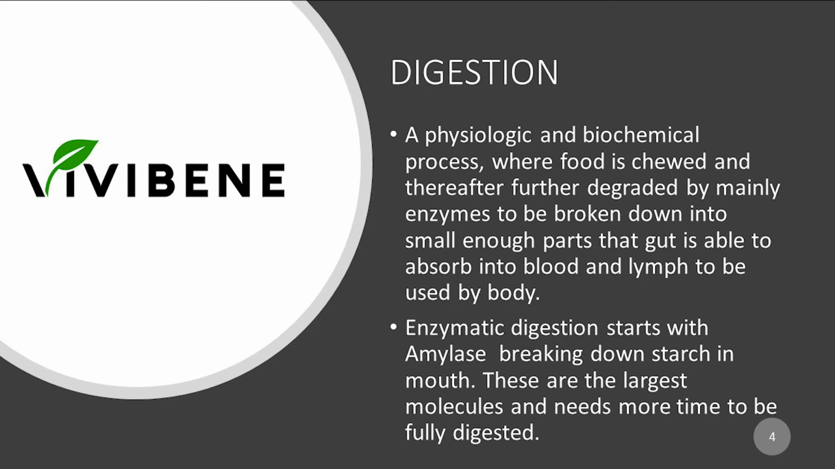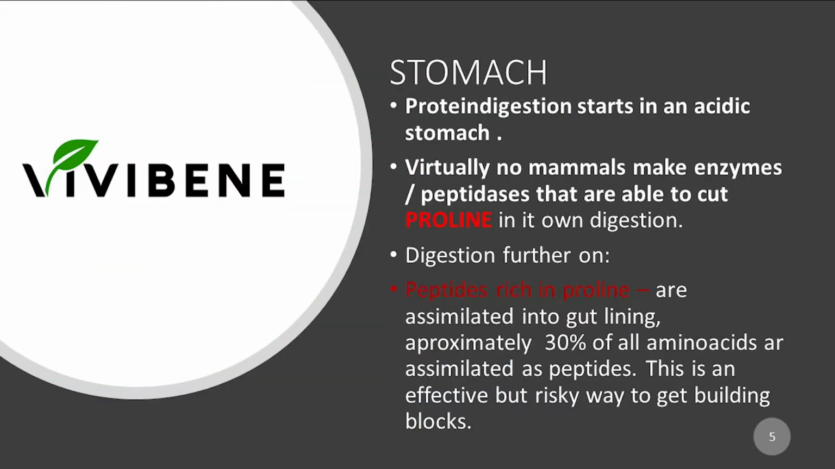These are the largest molecules that we eat, and they need more time to be fully digested. After swallowing, the chewed food goes down into the stomach, where protein digestion starts in an acidic environment. Virtually no mammals, in fact, are able to make enzymes, so-called peptidases, that are able to cut proline in their own digestion. Proline is an amino acid, and amino acids are the building blocks of proteins. So in further digestion, peptides rich in proline are assimilated into the gut lining, not being fully degraded.